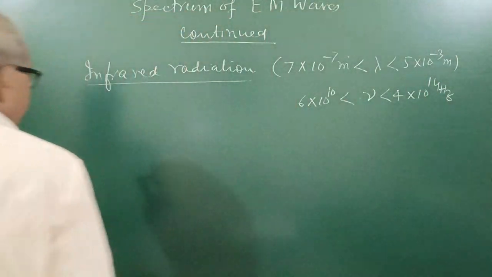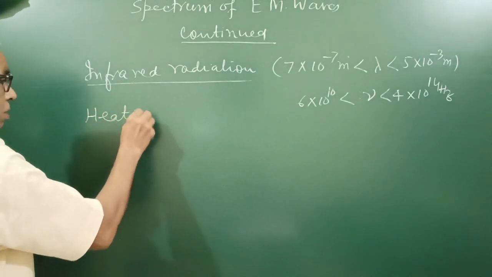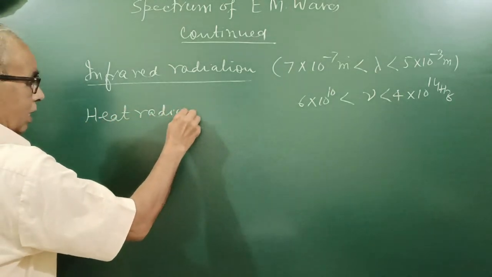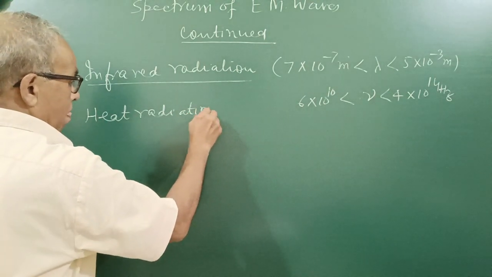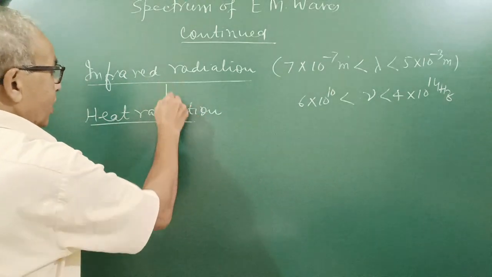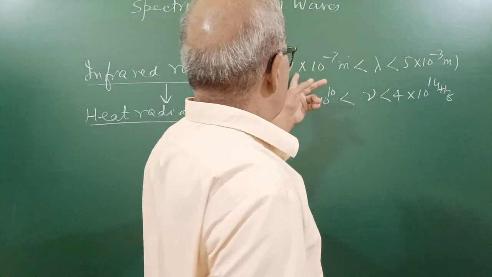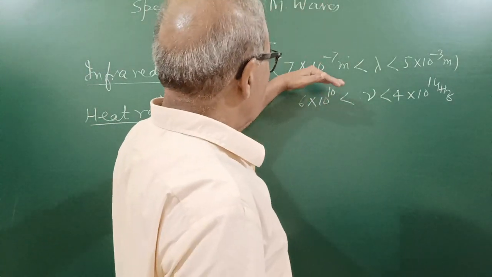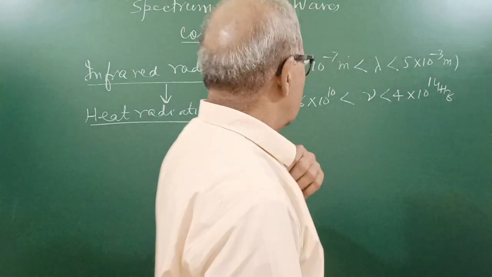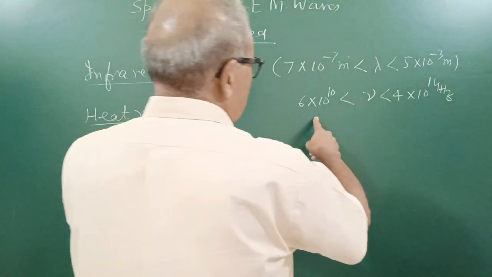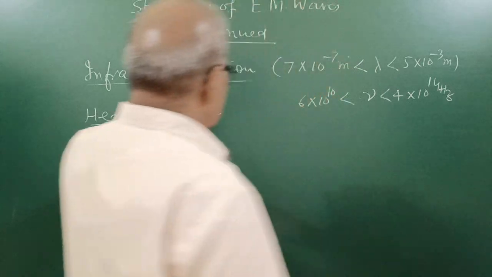Infrared radiation. These rays are also called heat radiation, because they carry heat energy. Infrared radiation is also called heat radiation. Their wavelength range is 7,000 angstrom to 5 millimeter, and frequency is 10 to the power 10 to 10 to the power 14 hertz.